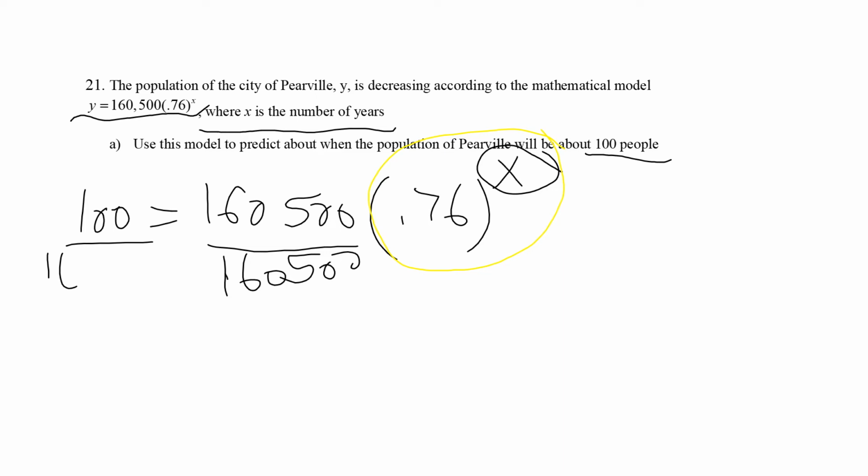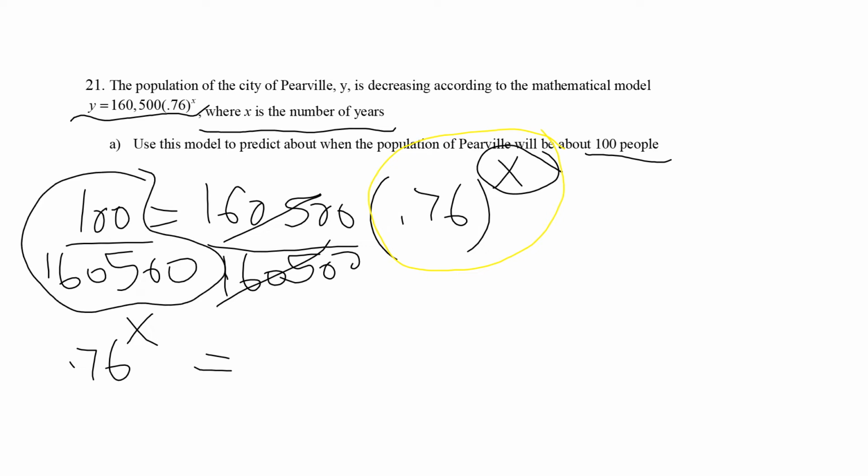Divide by 160,500. Again, you're going to need a calculator to do so. So I end up with 0.76 to the power x is equal to, if you divide this number right here, I got some decimal. It's a very small number, 0.000623.